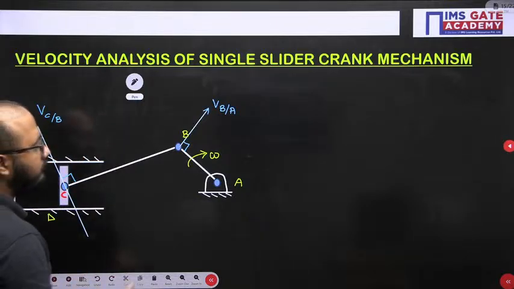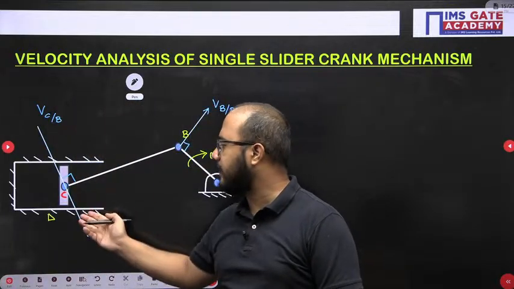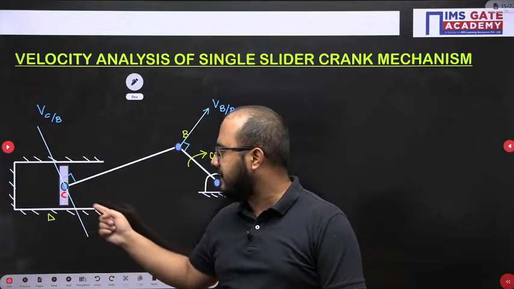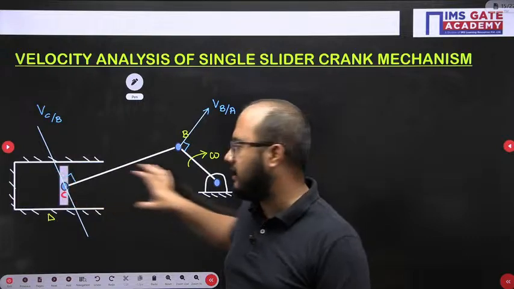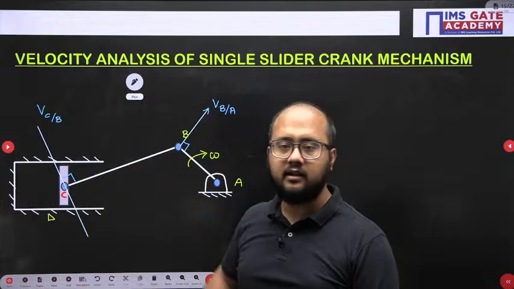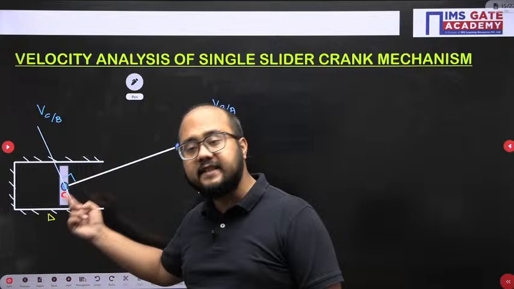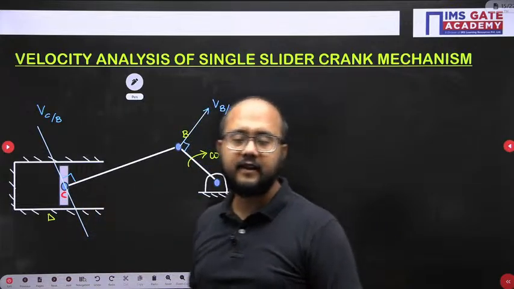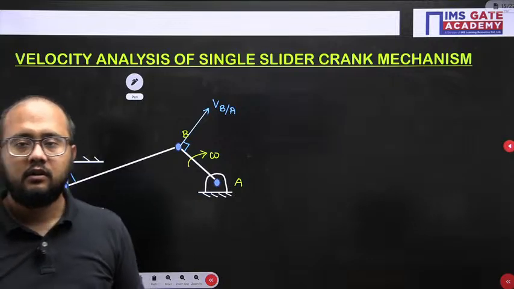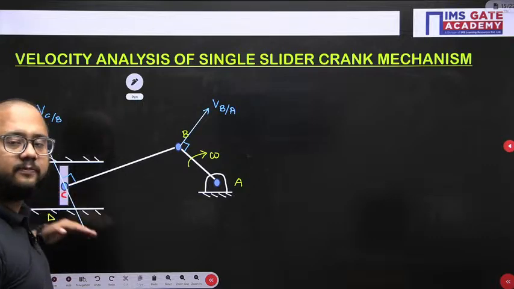Now one more velocity vector, that is C with respect to D. The velocity vector of link C with respect to D. C is what? The slider, having a simple sliding motion with respect to the cylinder. So what will be the velocity vector of link C with respect to D? Tell me, in which direction should I draw the vector C with respect to D?